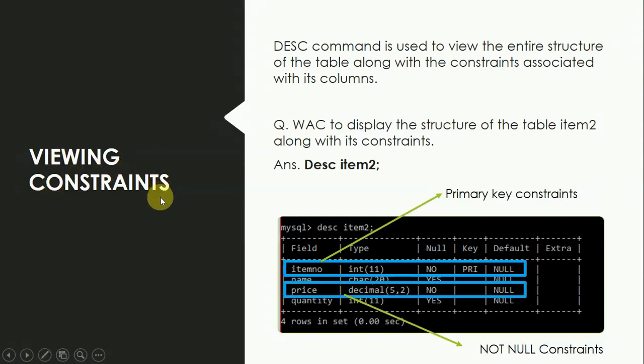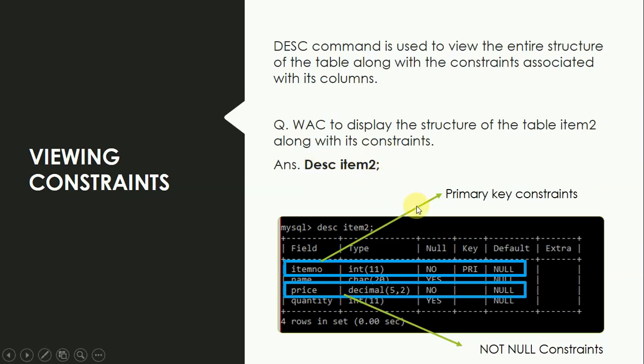Suppose we want to view the constraints which we have given to the various fields of our table. So the command is the describe command. It is used to view the entire structure of the table along with the constraints associated with its columns. So if the question is to write a command to display the structure of the table item2 along with its constraints, the query would be describe item2.